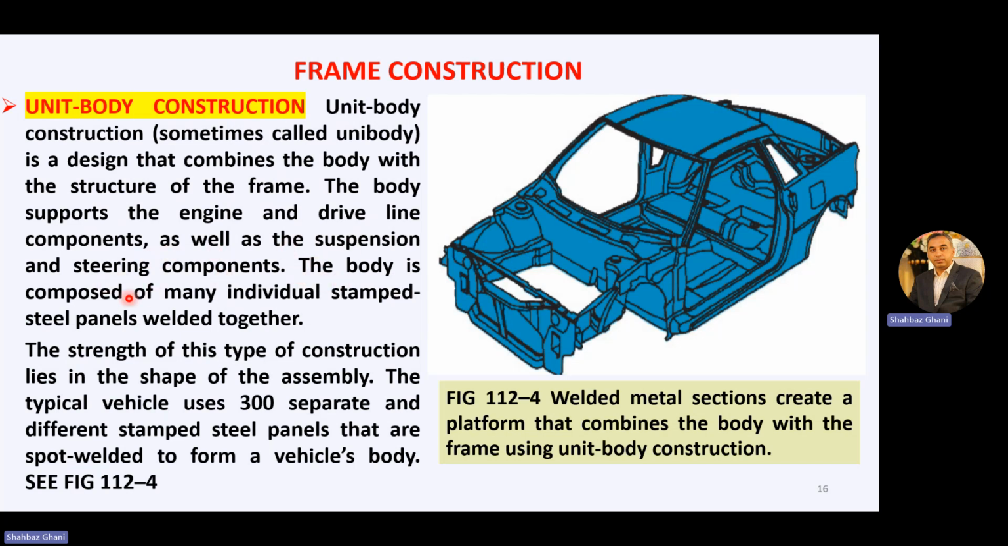The body is composed of many individual stamped steel panels welded together. The strength of this type of construction lies in the shape of the assembly. The typical vehicle uses 300 separate and different stamped steel panels that are spot welded to form a vehicle body.